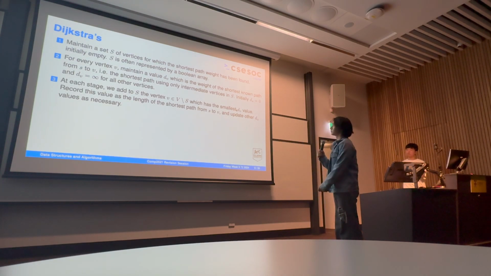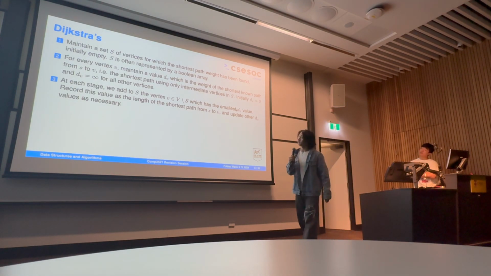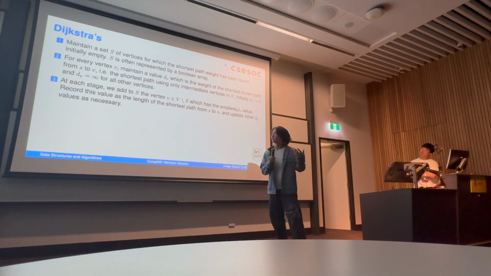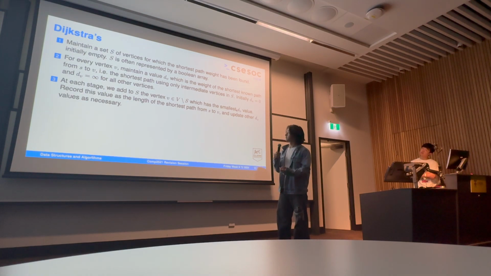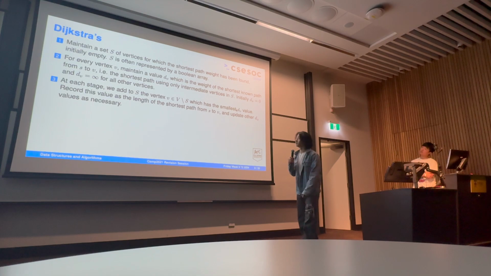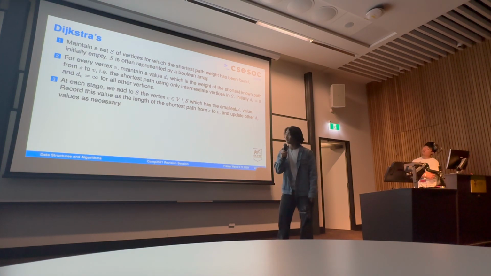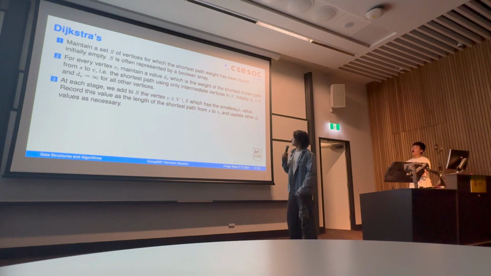Okay, so we have those two pieces of machinery. This is the actual algorithm. We want to maintain a set S of vertices for which the shortest pathway has been found. This will be initially empty because we haven't found anything. This is often a Boolean array. And then for every vertex V, maintain a value dv, which is the weight of the shortest known path from S to V, that is, the shortest using only intermediate vertices in S. Initially, ds is 0 and dv is infinity for the other vertices.